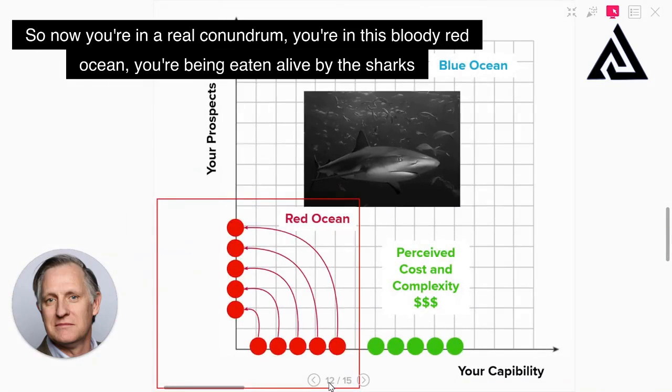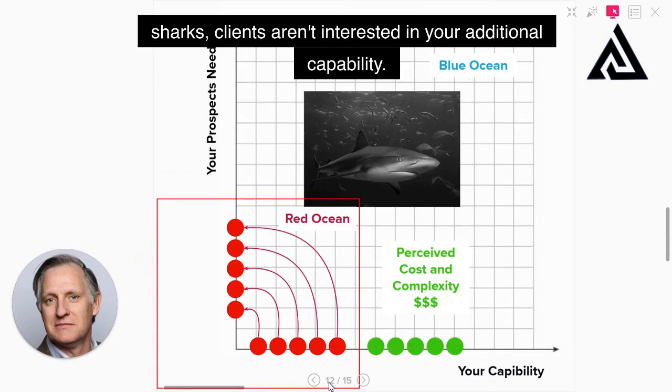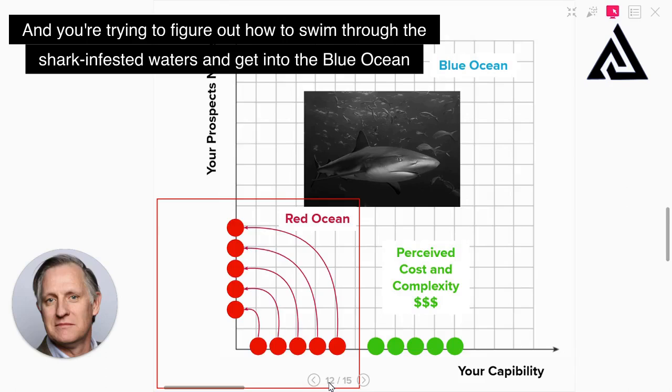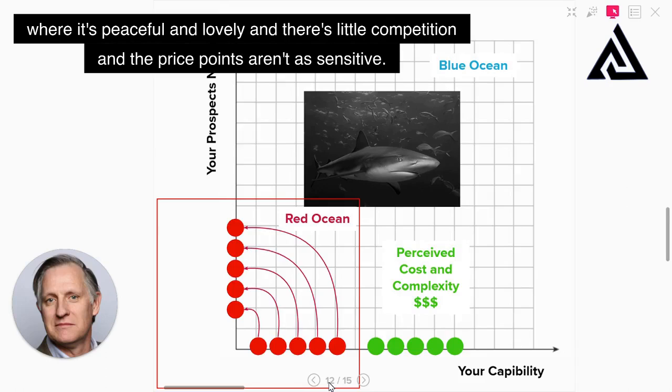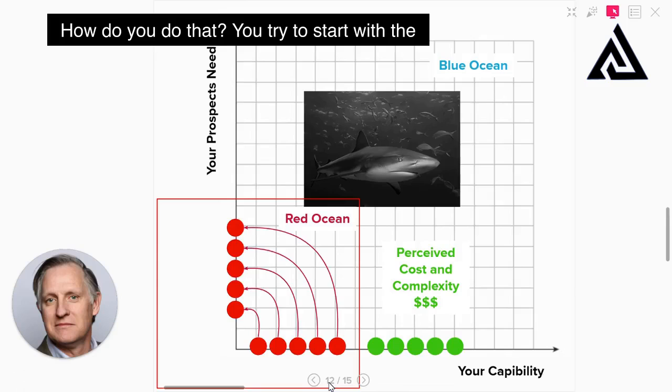So now you're in a real conundrum. You're in this bloody red ocean. You're being eaten alive by the sharks. Clients aren't interested in your additional capability, and you're trying to figure out how to swim through this shark-infested waters and get into the blue ocean where it's peaceful and lovely and there's little competition and the price points aren't as sensitive. How do you do that?